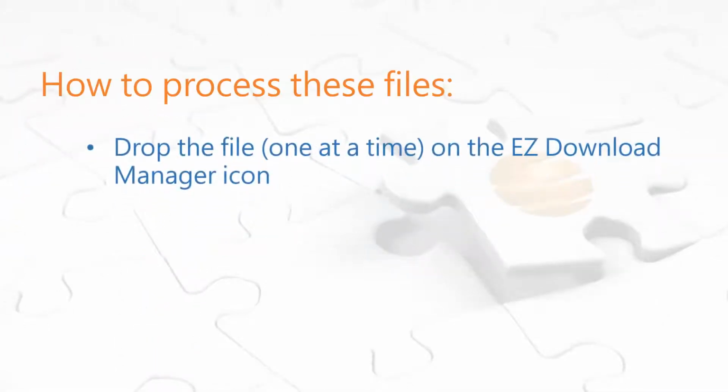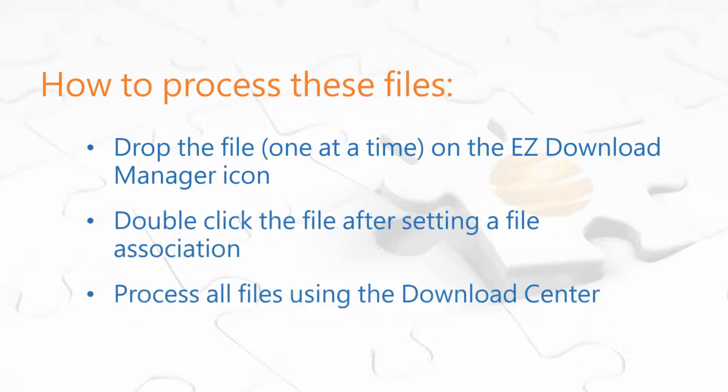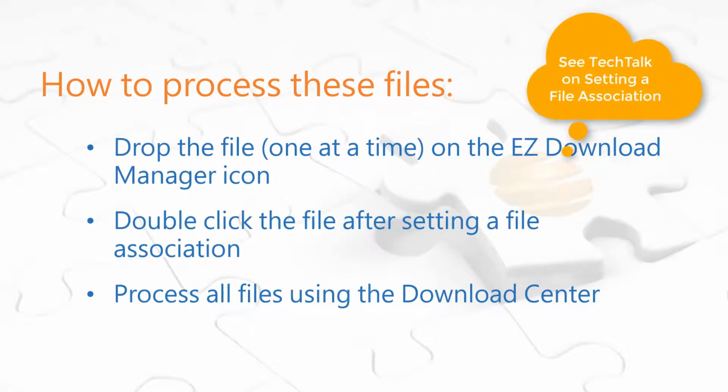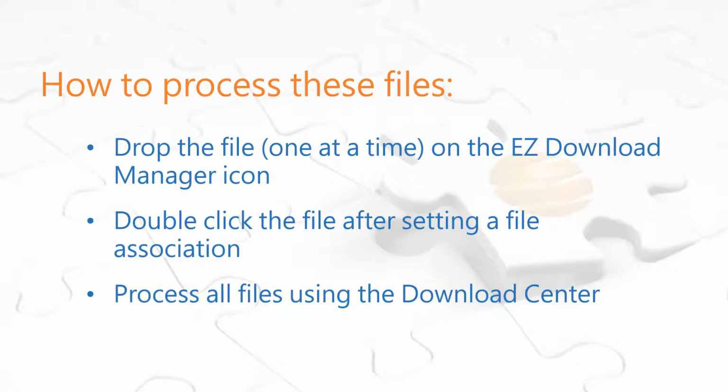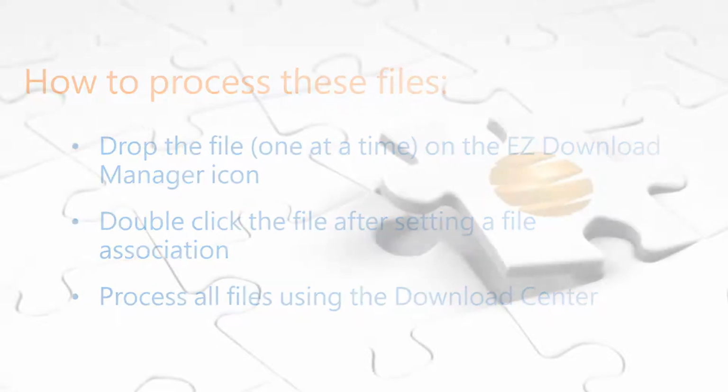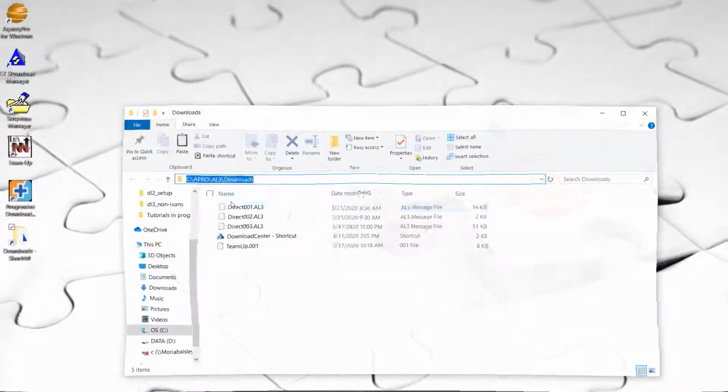Opening these files can be done in 3 different ways: dropping the file onto the Easy Download Manager icon, setting a file association so you can double-click the file, or using the new Download Center to process all of these files at the same time. Let's go through the first option.